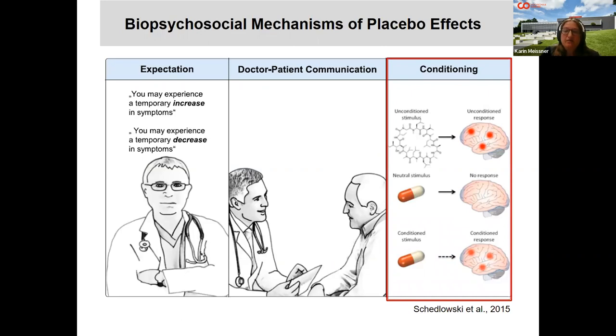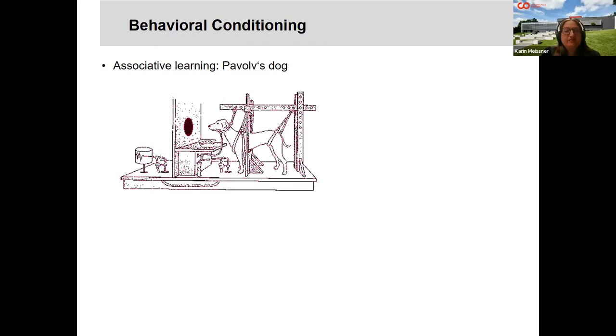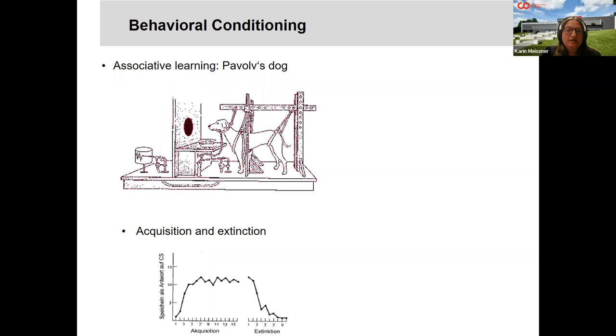Another mechanism on which a lot of research has been done is classical conditioning. Classical conditioning, also called associative learning, is learning as found by Pavlov with his famous Pavlov's dog, in which the dog received his food, and before the food was arriving, he, for example, heard a bell or saw a light. And then there was a conditioned response with regard to his saliva. So he salivated already before the food was arriving because he knew to associate the red light, for example, with the arriving food. And this was a conditioned response and could also be extinguished when the food did not arrive anymore after the light.